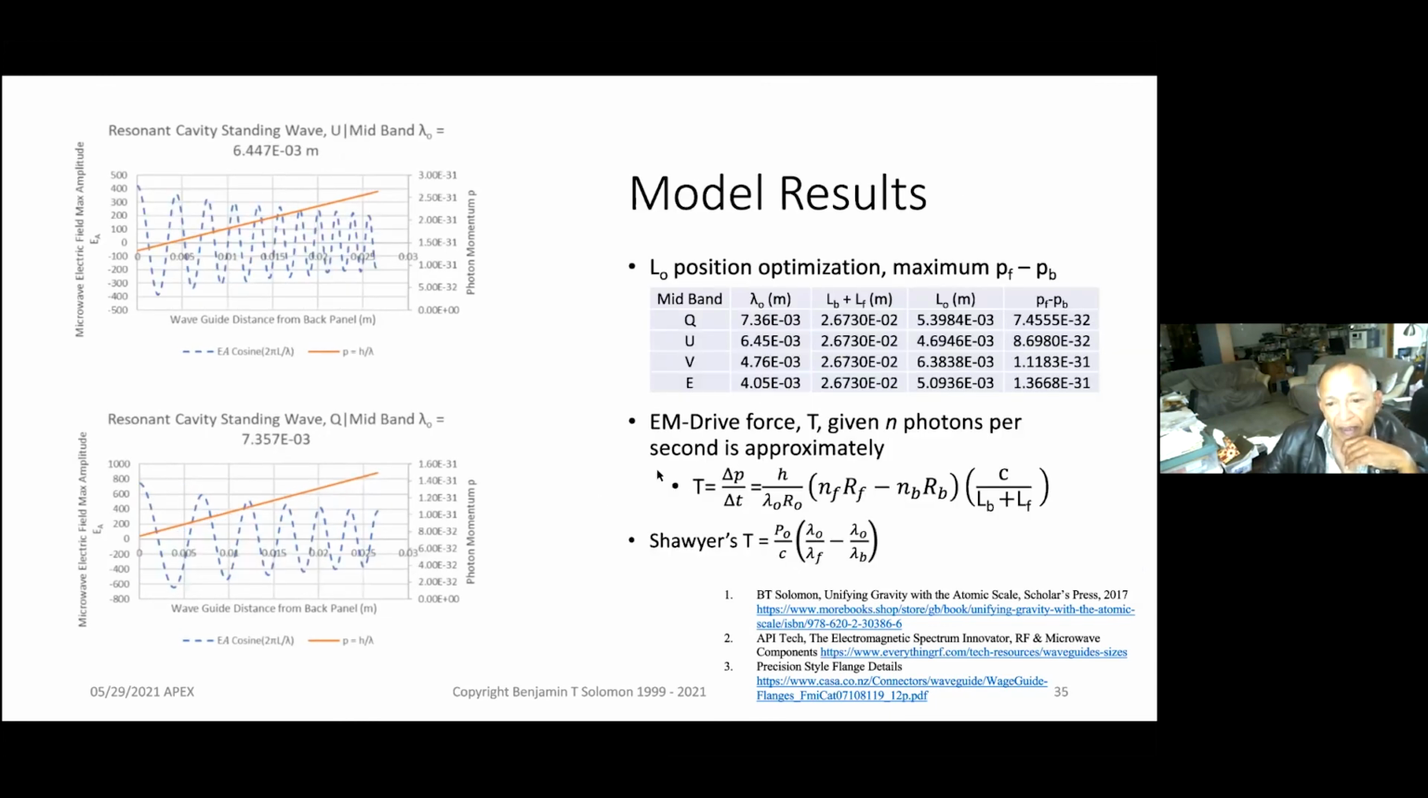Here, what I did was optimize, in this first set of model runs, the position of L naught, where the L naught should be. That means the tube of the cavity where the microwaves come out. We need to know exactly where that position should be to maximize the difference in the momentum. Okay, so it changes depending on your wavelength of the microwave.